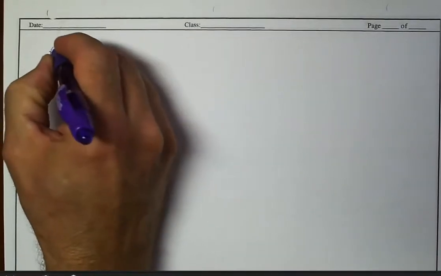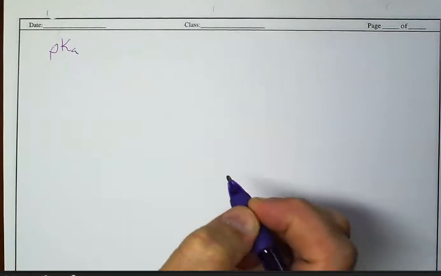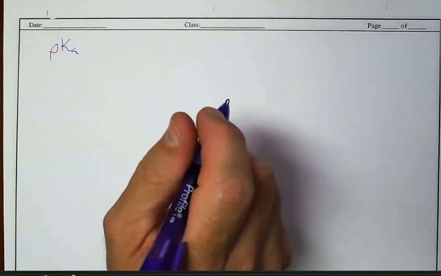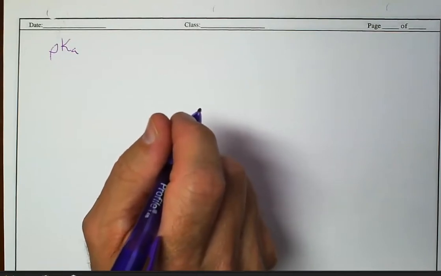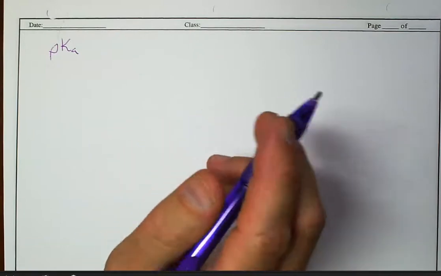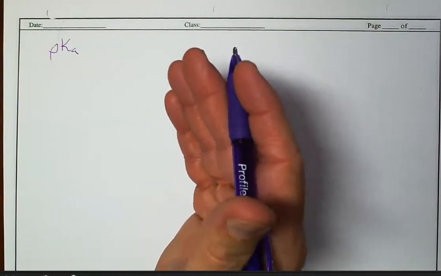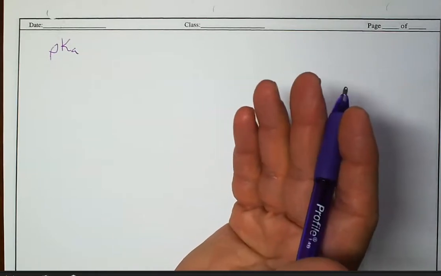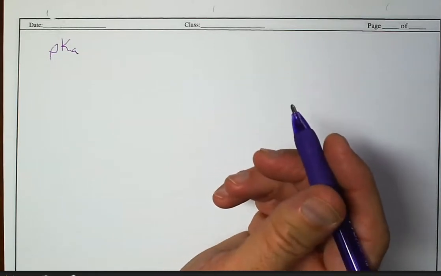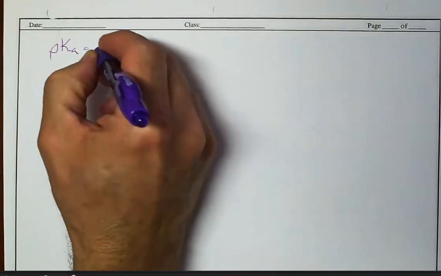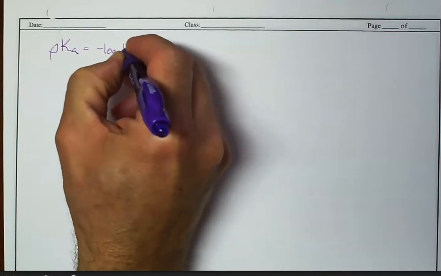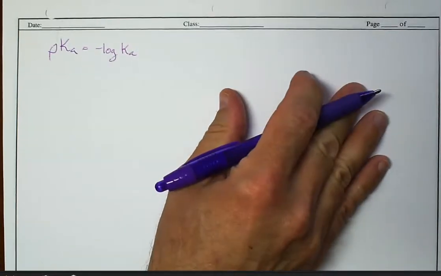All right, I'll show you a few more things now. First, we'll look at something called pKa. Now, you've already seen pH and pOH. pH is the negative log of the hydronium ion concentration, thus the H. pOH is, of course, the negative log of the hydroxide or OH ion concentration. So pKa is going to be the negative log of your Ka, your acid ionization constant.